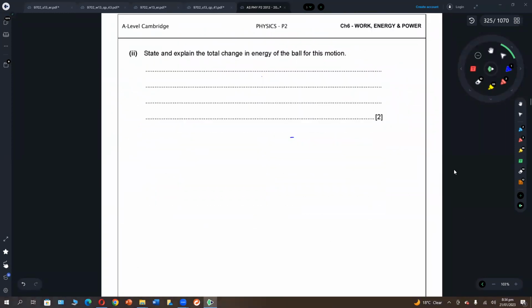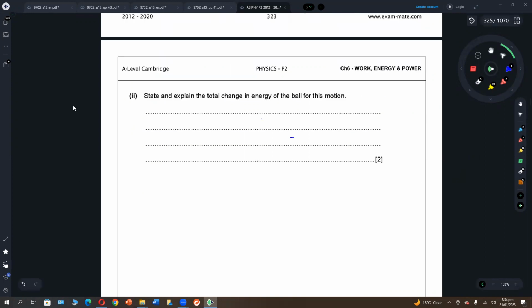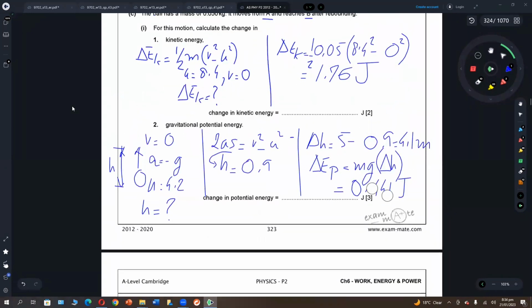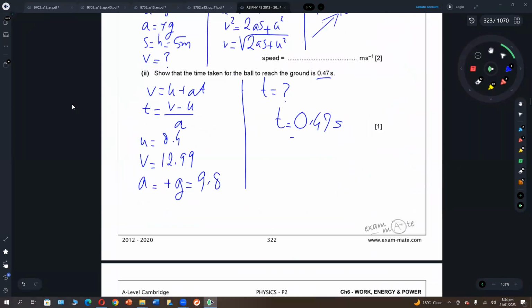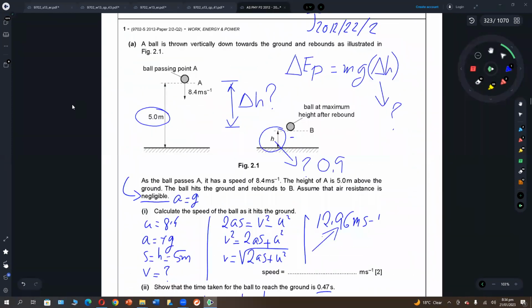State and explain the total change in energy of the ball for this motion. अब, एनर्जी गई कहां? गिरते वक्त रिबाउंड होने के बाद. Why the ball didn't rebound the full? बॉल पूरा वापस क्यों नहीं आई? जो बॉल है वो फुल रिबाउंड क्यों नहीं हुई? बिकॉज जब बॉल ने आकर फ्लोर को हिट किया, देखो बॉल ने आके फ्लोर को हिट किया तो बॉल बहुत थोड़ा सा रिबाउंड हुई. He is asking what happened to the energy of the ball.